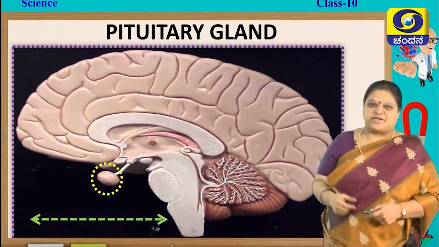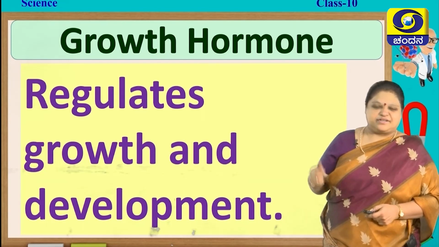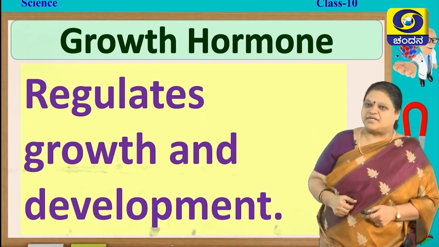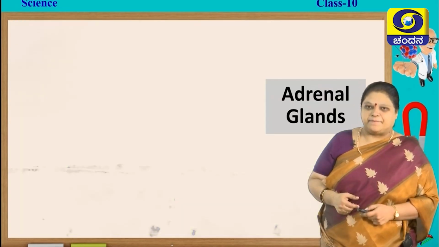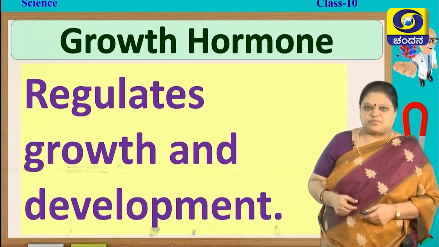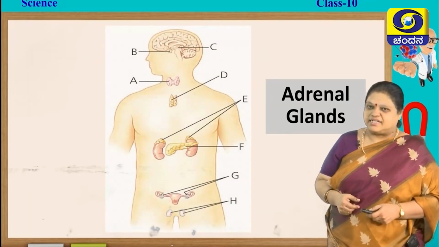Next, the most important gland, the pituitary gland or the master gland, controls all the other activities. It is below the brain. Let us see what it does. It regulates growth and development of the body. It secretes growth hormone.